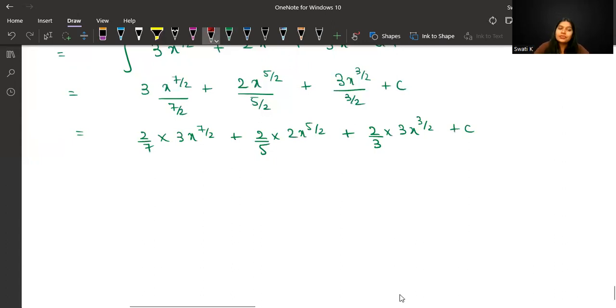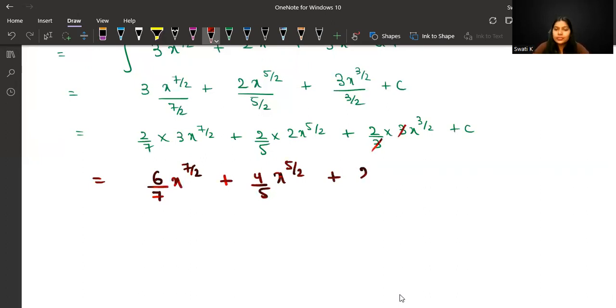Okay. So this will become 2 times 3, 6 upon 7, x raised to 7 upon 2. This will become 2 times 2, 4 upon 5, x raised to 5 upon 2. And this will become 3 and 3. Yes, 3 and 3 will get cancelled. So this will become 2x raised to 3 upon 2 plus c. And that is your answer.